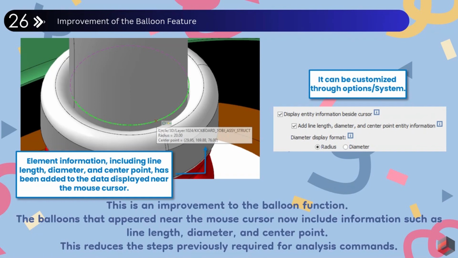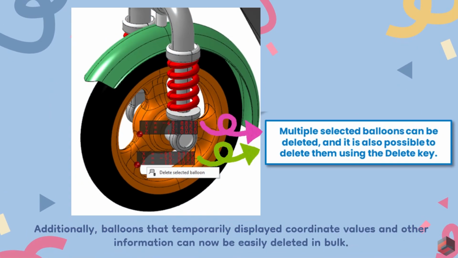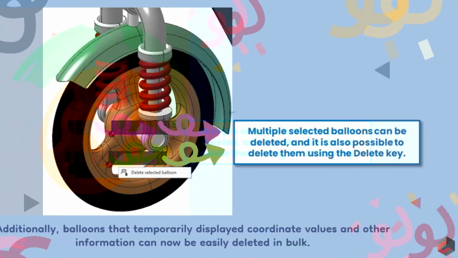This is an improvement to the balloon function. The balloons that appeared near the mouse cursor now include information such as line length, diameter, and center point. This reduced the steps previously required for analysis commands. Additionally, balloons that temporarily displayed coordinate values and other information can now be easily deleted in bulk.